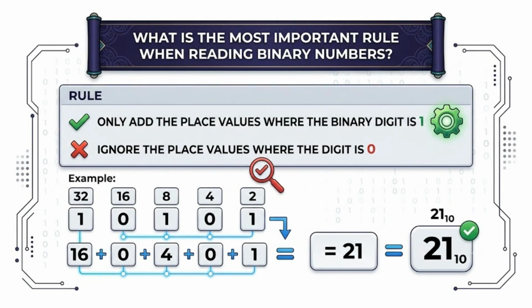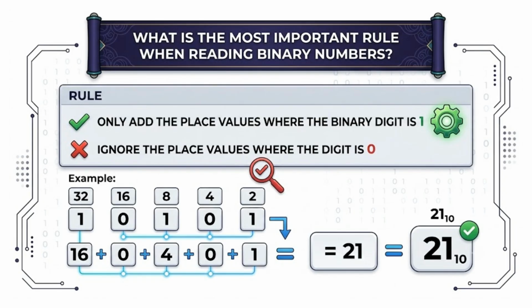The binary number is 10101. The place values are 16, 8, 4, 2, and 1. Now let's examine each digit one by one. The first digit is 1, so we include the place value 16. The second digit is 0, so we ignore the place value 8. The third digit is 1, so we include the place value 4. The fourth digit is 0, so we ignore the place value 2. Finally, the last digit is 1, so we include the place value 1.